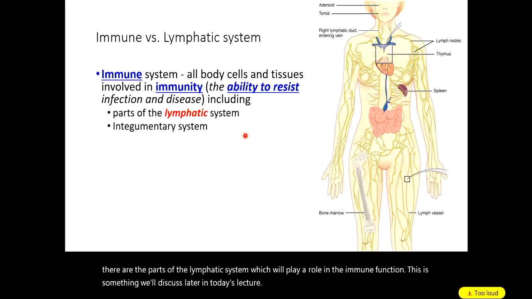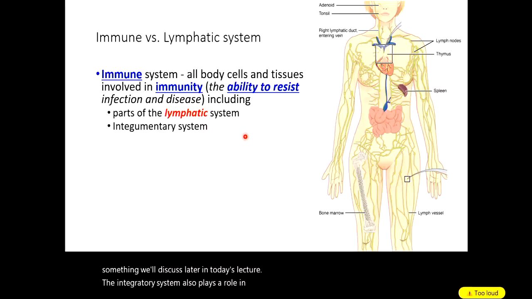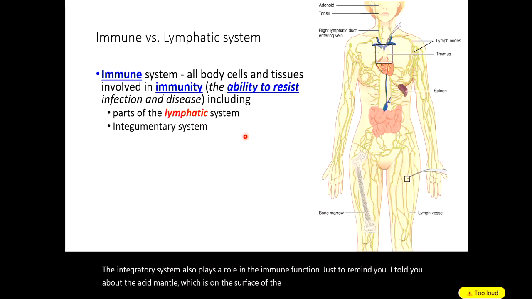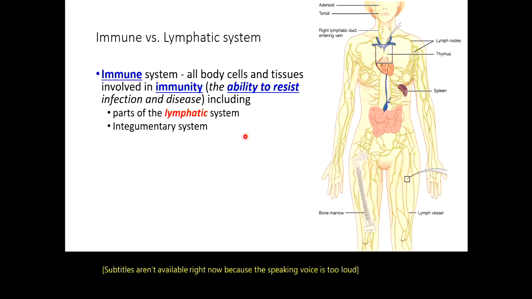The integumentary system also plays a role in the immune function. Just to remind you, I told you about the acid mantle which is on the surface of the skin that has antimicrobial activity. You have proteins like defensins which are also produced, which have this antimicrobial activity. So these are examples of how the integumentary system plays a role in protecting the body from pathogens. As far as the skeletal system is concerned, it is in the red bone marrow where you have the formation of both red blood cells and white blood cells, which play a role in the immune function.